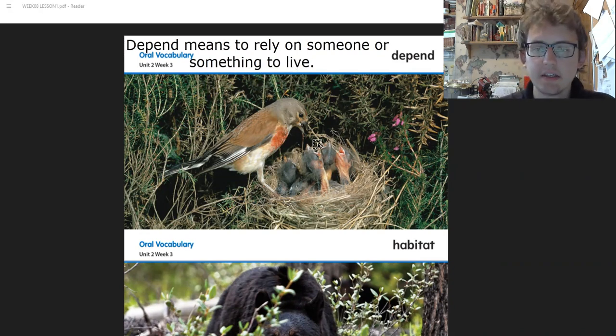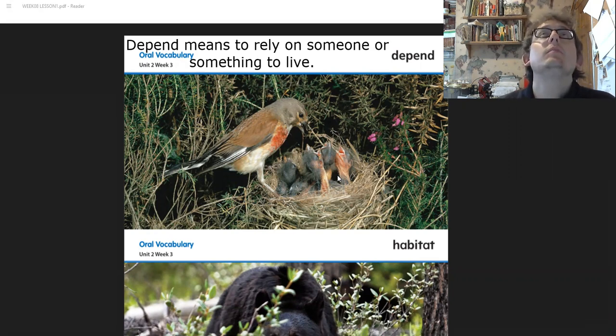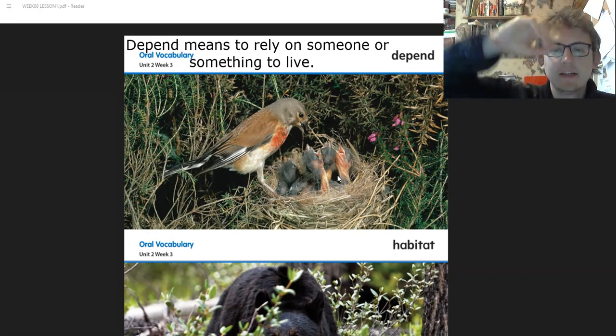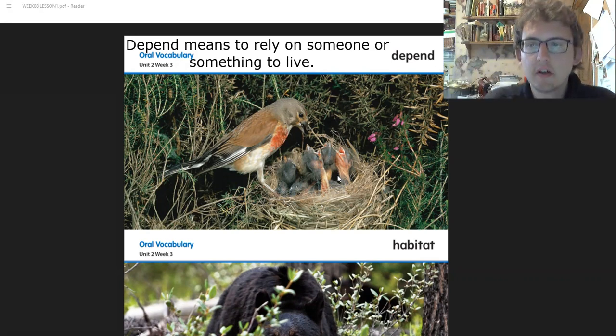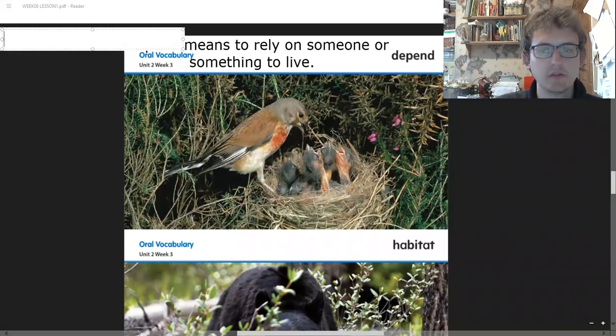So we can see these little baby birds have to depend on their mother or father so that they can eat food, right? Because the little baby birds can't move and they can't find food. So they just sit there like this and go, cheep, cheep, cheep. And then the mother or father flies and brings food and then drops it into the baby bird's mouth, right? So the baby birds depend on the mother and father. Now, let's make a sentence.